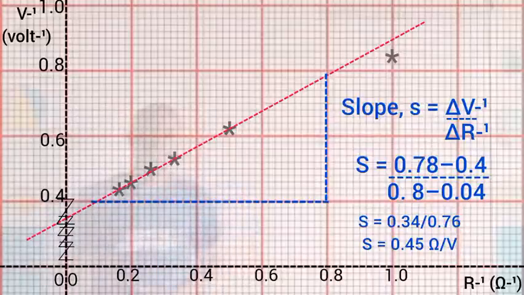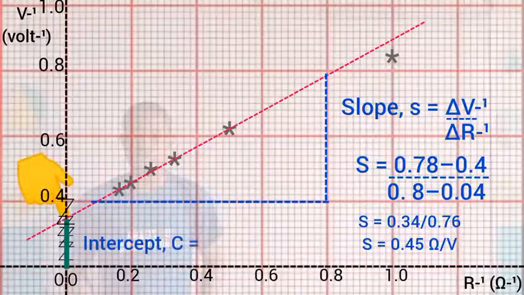Let us now take a look at the intercept of this graph. The intercept of this graph is simply the value measured from the origin to where the line of best fit cuts the vertical axis, the 1 over V axis. And if you take a look at this graph, you would see the point where the line of best fit cuts or touches the 1 over V axis. Now if you work it out, you're going to get the intercept measured from the origin to that point. You get it as 0.34. So that's the value of the intercept. And the unit of the intercept is per volt. Per volt, or simply volt inverse.